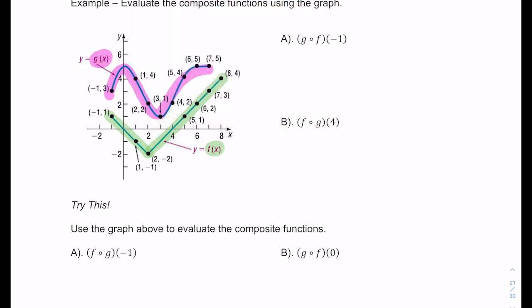Okay, so in letter A, I'm finding g composed with f of negative 1, which just means g of f of negative 1. So I need to find f of negative 1 first. So I'm looking at the green graph, and I'm finding where x is negative 1, which is right here. The y value next to it is 1. Now I'm going to take g of 1. So now I'm going to go to the purple graph and find where x is 1, and the y next to it is 4.